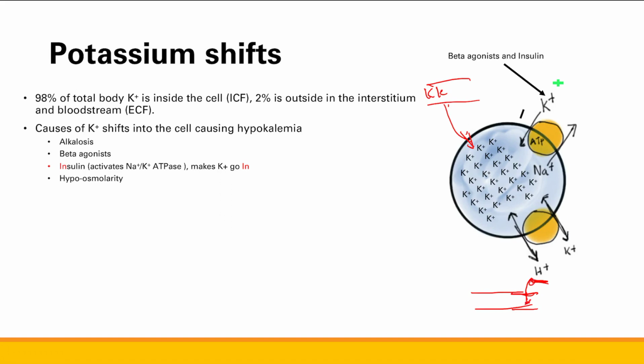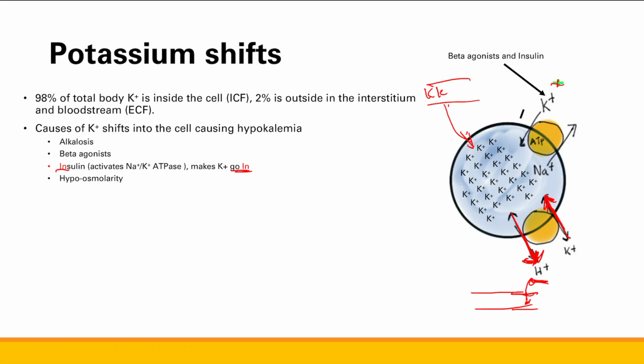Actually, what's going to happen is H plus from inside the cell is going to go out, so that it can go into the bloodstream. So thus, remember we said potassium has to balance the charge. Potassium will go in to balance the charge. Now you get hypokalemia. Next is beta agonist and insulin. Both of them activate this sodium potassium ATPase. So you can see here there's a nice plus sign, and so they make potassium go in. So you can remember that because the insulin makes potassium go in.